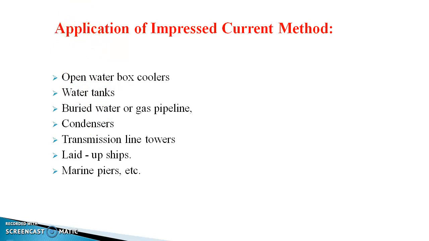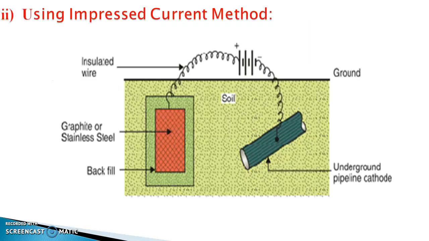The only limitation of this method is the investment, meaning the high capital investment, and the maintenance cost is very high. And because of the stray current, a pipeline or metallic installation near the protected metallic structure gets corroded rapidly. And special care we have to take to see that the structure is not over protected.